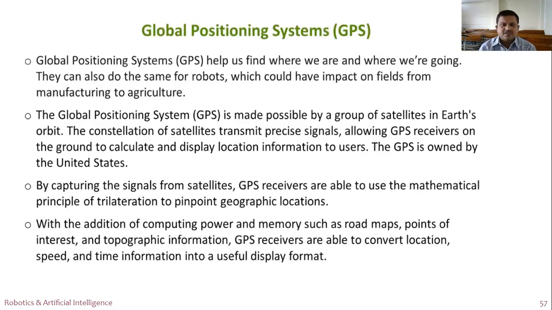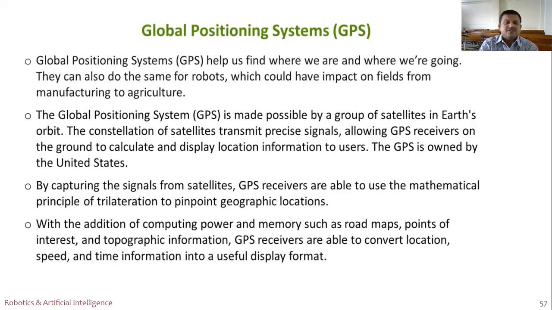Next is the global positioning system. Global positioning systems help us find where we are and where we are going. You can take the example of Google Maps. They can also do the same for robots, which could have an impact on fields from manufacturing to agriculture. The global positioning system, GPS, is made possible by a group of satellites in Earth's orbit. The constellation of satellites transmits precise signals, allowing GPS receivers on the ground to calculate and display location information to users. The GPS is owned by the United States.